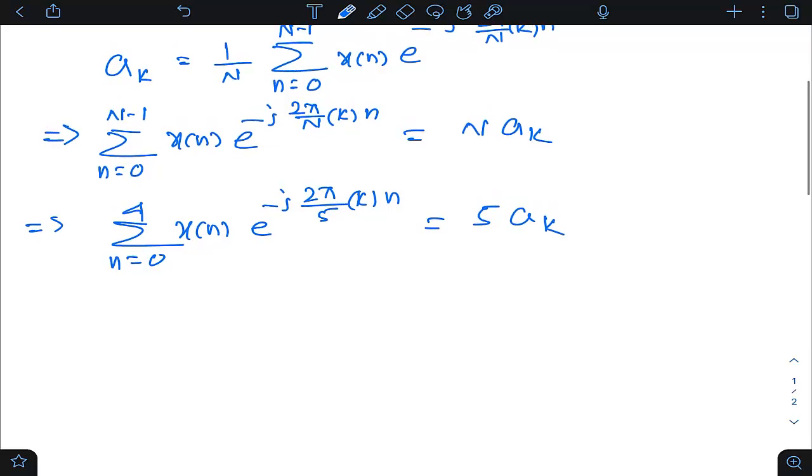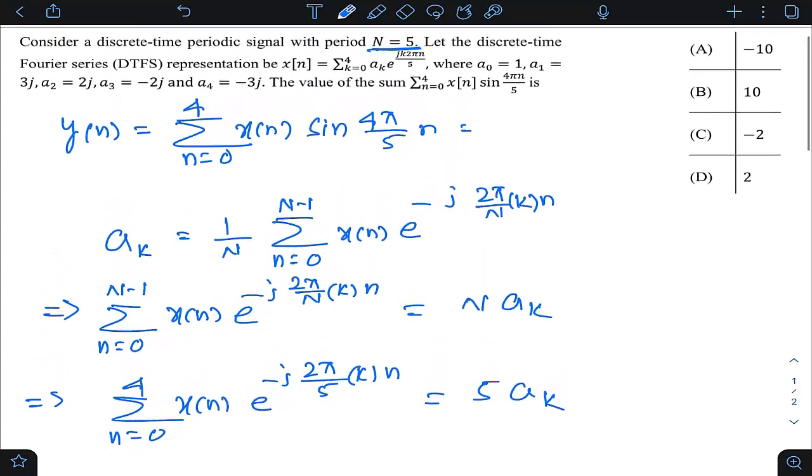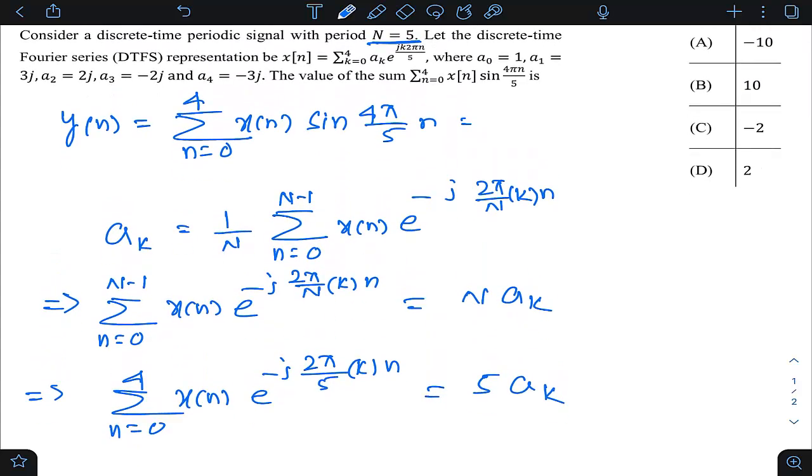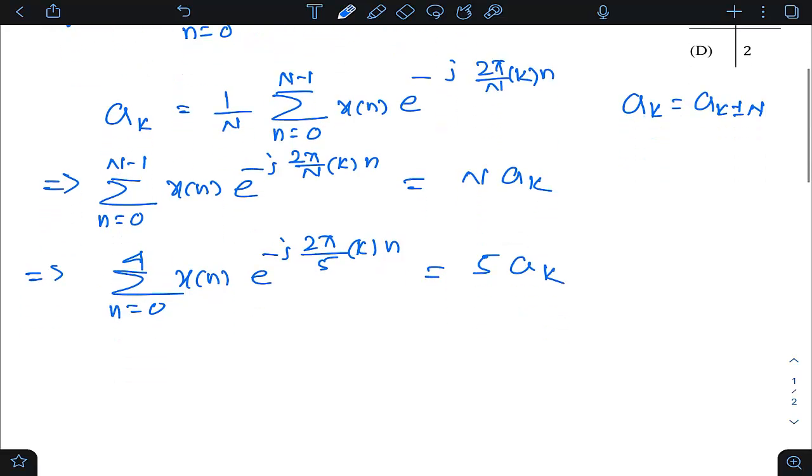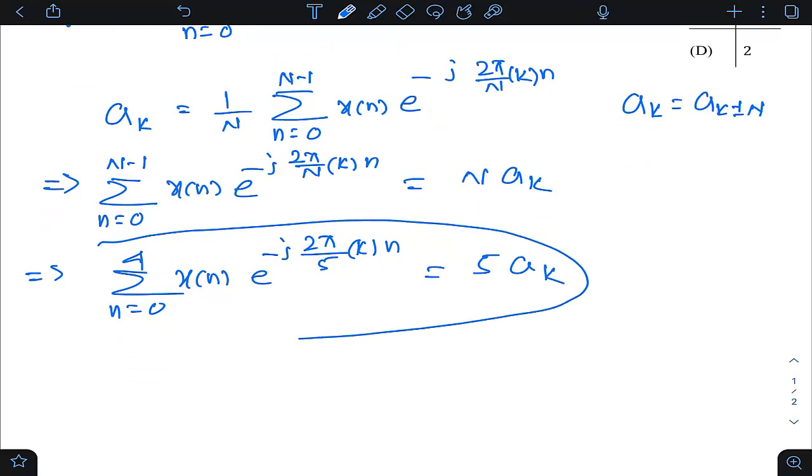One more thing, students, you should know that in the DTFS, the spectrum is also periodic. The time domain signal x[n] is periodic, and the spectrum is also periodic. In other words, a_k will be the same as a_(k plus or minus N). If the signal x[n] is periodic with N samples, then the spectrum is also periodic with the same N samples. So we'll be using this as our base to solve this problem, and this property will be useful.